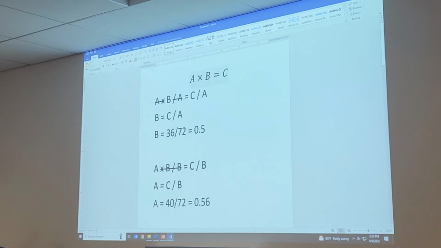Does anyone still have questions on how we can move these letters around? Right, you just find out which one you want by itself, figure out what else is attached to it and how it's attached, and then just do the opposite. This is times A, so we divided by A. This one over here was times B, so we divided by B. That's how we got rid of the hanger-ons.